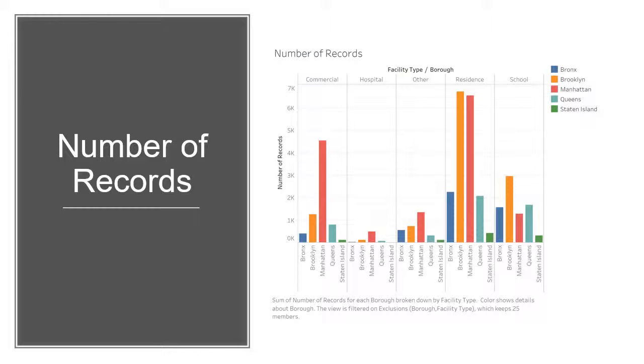So here you can see that in Brooklyn and Manhattan, residential facilities were the ones that were taking up the most asbestos treatments. And in addition to that, in Manhattan, commercial was also a big contributor to asbestos treatments in New York City.